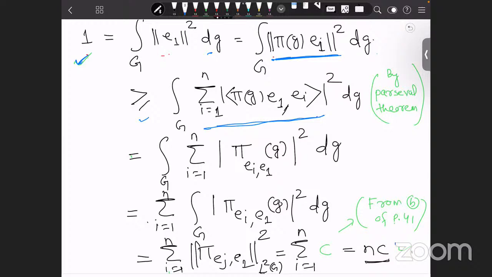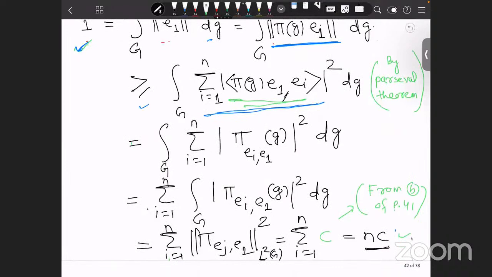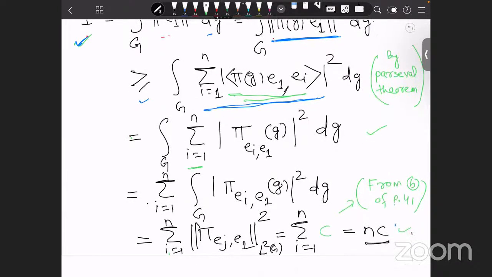Now this quantity is nothing but the matrix coefficient. So I write that this is equal to the integration over g of the summation, i equal to 1 to n, of the mod of the inner product of pi(g) e_i with u1, squared, dg. Now I take the sum outside of the integration. So this is equal to the summation, i equal to 1 to n, of the integration over g of the mod of the inner product of pi(g) e_i with u1, squared, dg. This is nothing but the norm squared of the inner product of pi(g) e_i with e1. So I am getting the summation, i equal to 1 to n, of the norm squared of the inner product of pi e_i with e1.